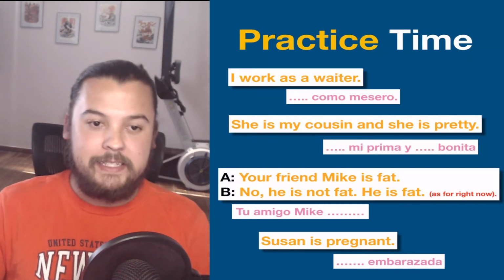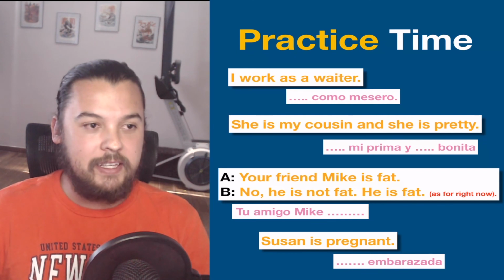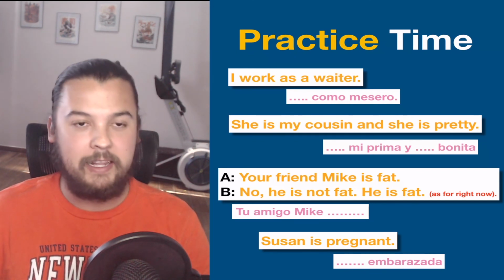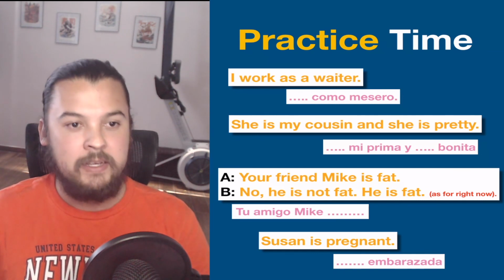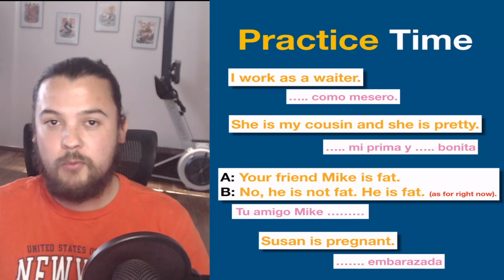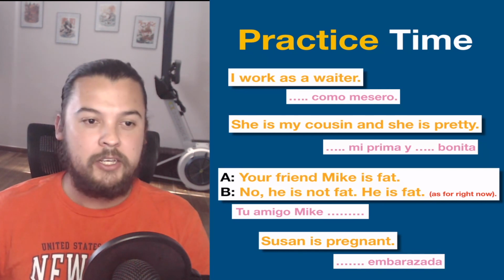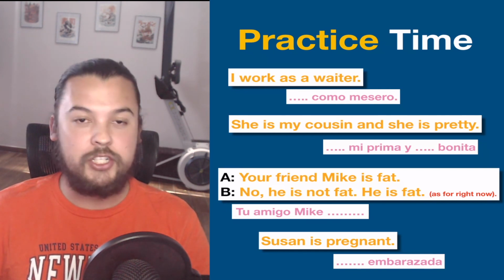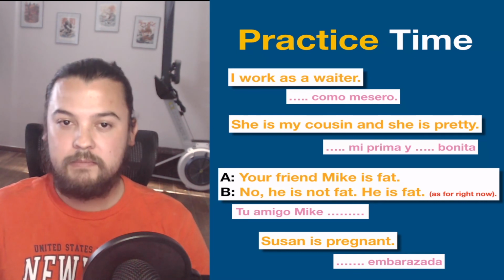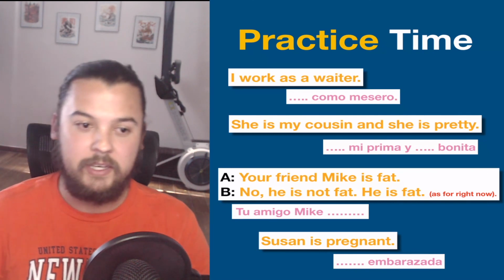Practice time. Let's see how you make these sentences. Try to answer them in the comments below, and I will be checking them and letting you know if you did correctly. So the first one, I work as a waiter. As a waiter, como mesero. She is my cousin and she is pretty. Mi prima and bonita. Okay?